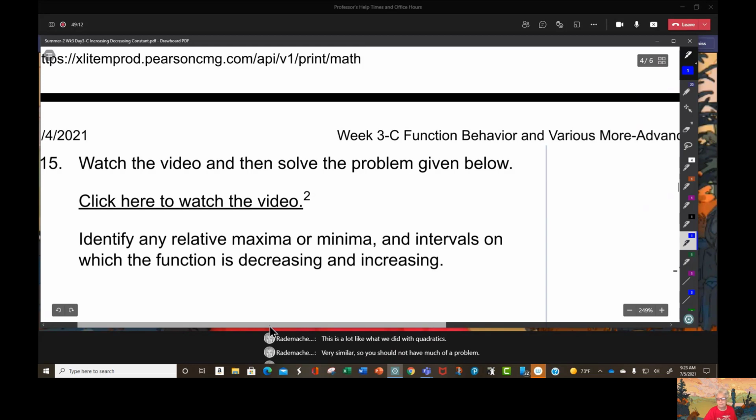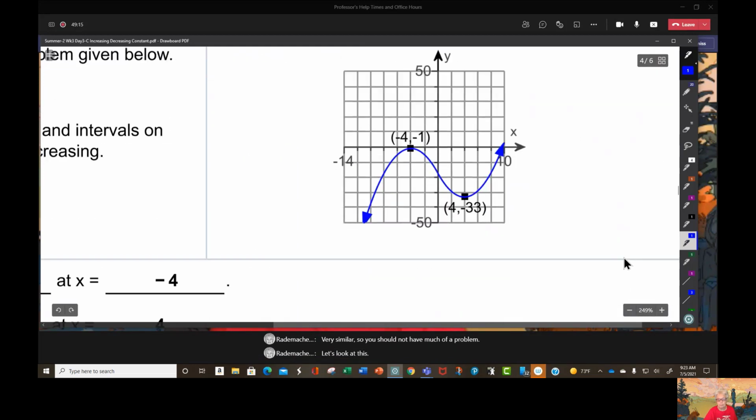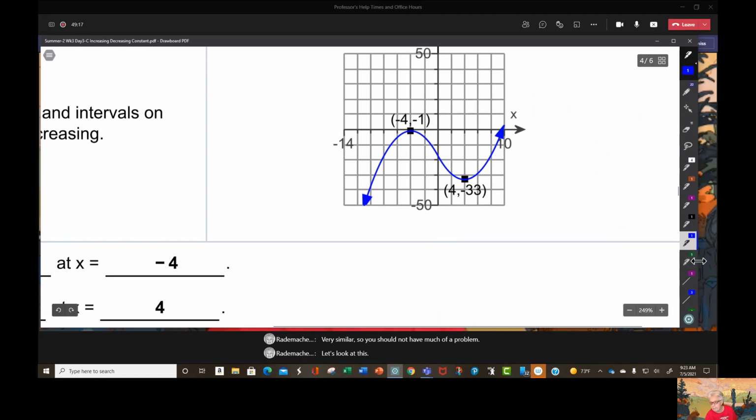Let's look at this. This graph, since it's blue, I'm going to continue in blue. This graph goes down forever and up forever, as well as to the left and to the right forever. So this point is not the highest point on the graph. Any point up here is going to be higher.